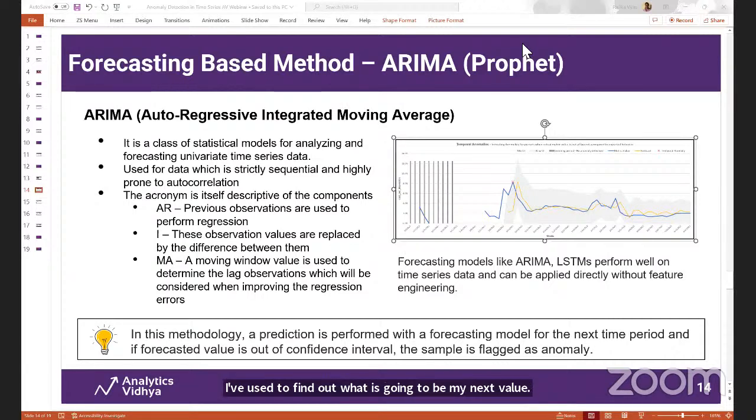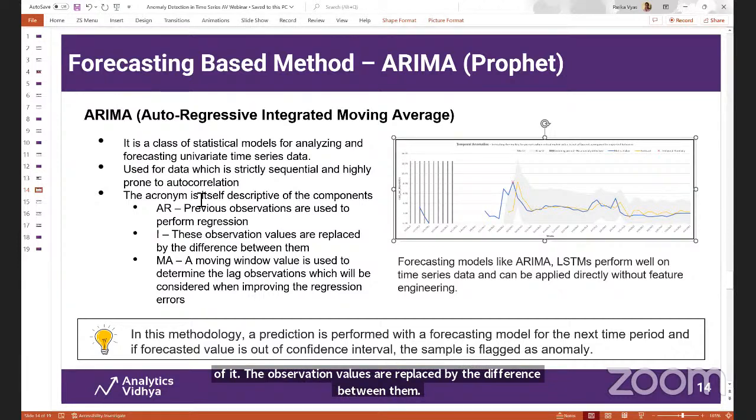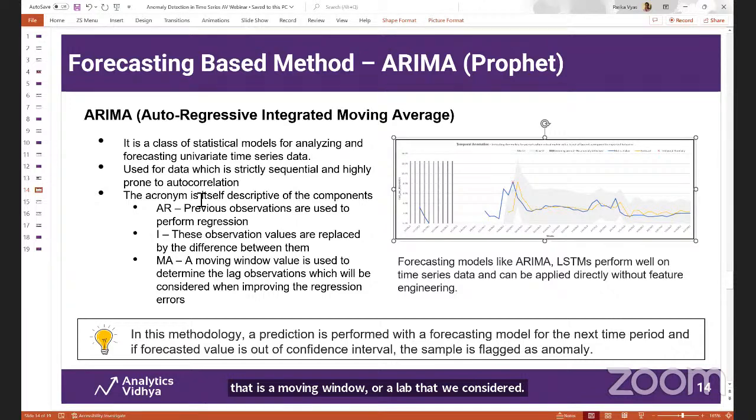The difference between these observations, and there's a moving window value which is used to determine the lag observation. So the acronym ARIMA is descriptive of the components. The previous observations that I use to perform regression are the autoregressive part of it. The observation values are replaced by the difference between them. Instead of directly using the values, we are using the difference between these values. And there is a moving window or a lag that we consider. That's called a lag order. So these are also parameters, P, Q, D, that we use in a time series forecasting model.